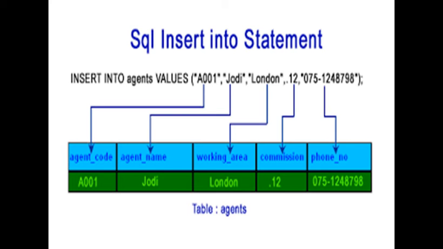Agent code is the field name and A001 is the key. Agent name is Jody. Working area is London. Commission is 0.12. And the phone number is 07512487798. In that way, the total information can be stored in a record which will go to the table.